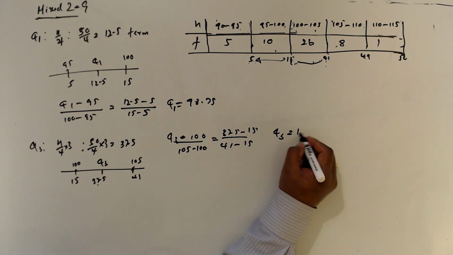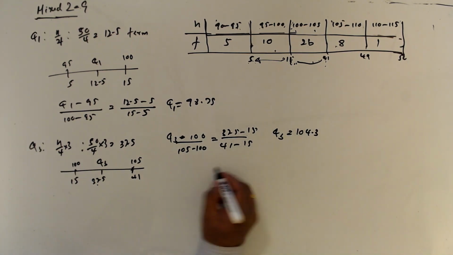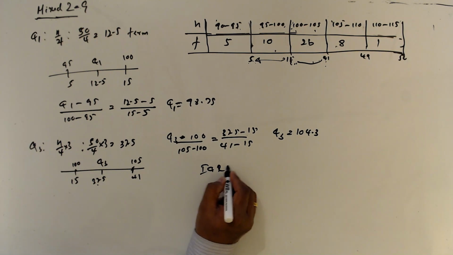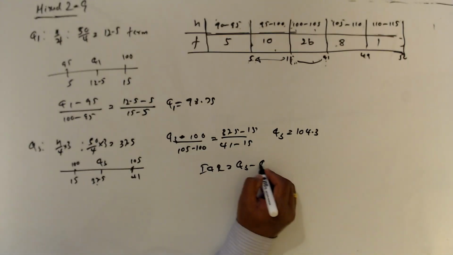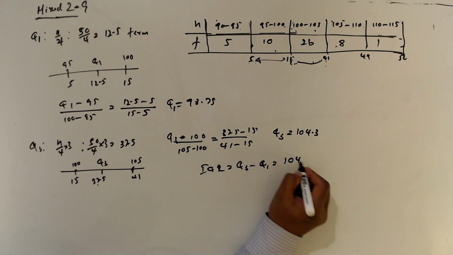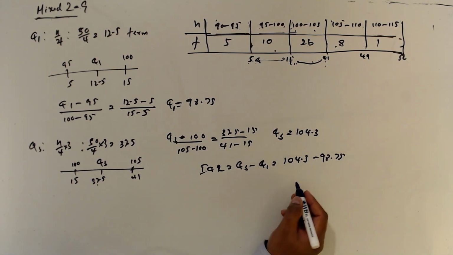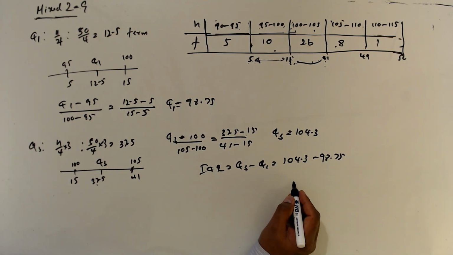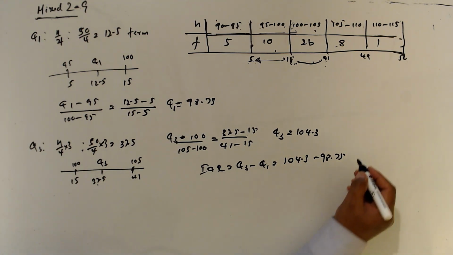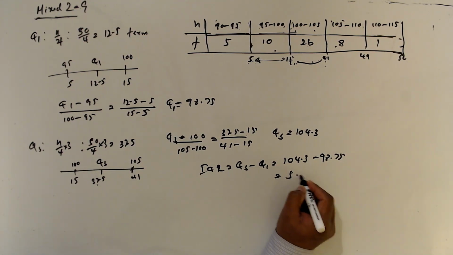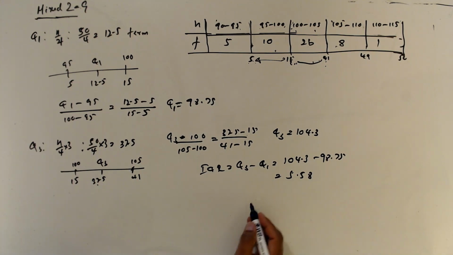Q3 equals 104.3. So IQR is Q3 minus Q1, 104.3 minus 98.75, and the answer is 5.58.